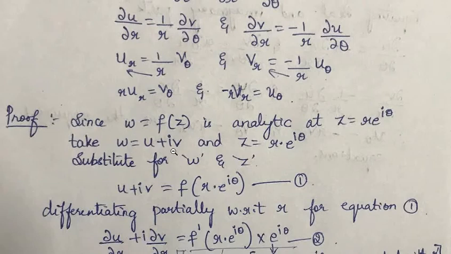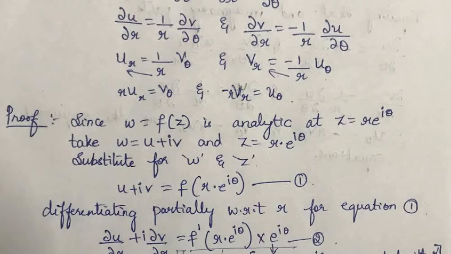Now take w = u + iv and z = r e^(iθ). Why are you taking u + iv? Because it is a complex number, and this is in polar form. We can take it as z = r e^(iθ). Now with this equation, w = f(z), we are going to substitute for w and z. So in place of w, substitute u + iv, equal to the f function, and in place of z write r e^(iθ). Take it as equation 1.